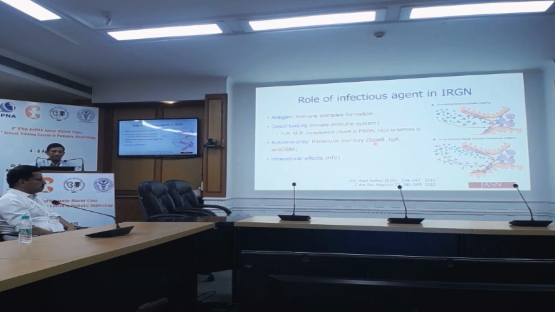For example, the streptococcal pyrogenic exotoxin, which is a superantigen, produces mimicry with the endothelial antigens, and therefore antibodies may go and bind to the endothelial antigen because of this molecular mimicry.